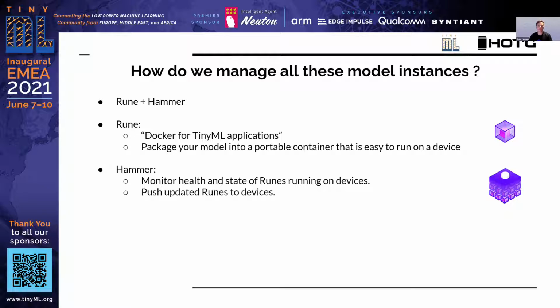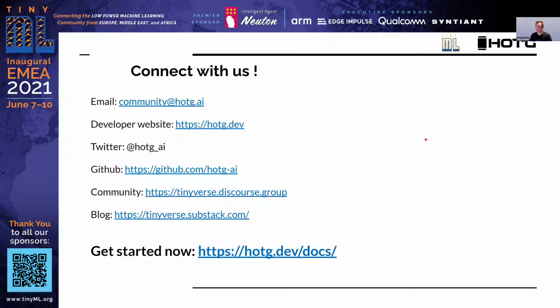And then to manage a large number of these running containers, we introduce Hammer. Hammer can be used to manage all of these containers, to test them, and also to push new Rune containers to all of these devices. Together, these two tools allow you to build a very complicated deployment, where you have a very large number of different models with slightly different weights running on all kinds of devices. So this was very briefly an argument for a very large number of small specialized models.